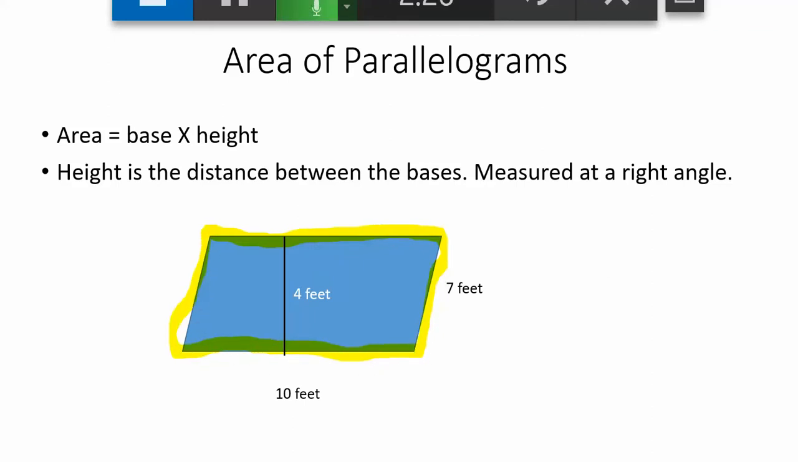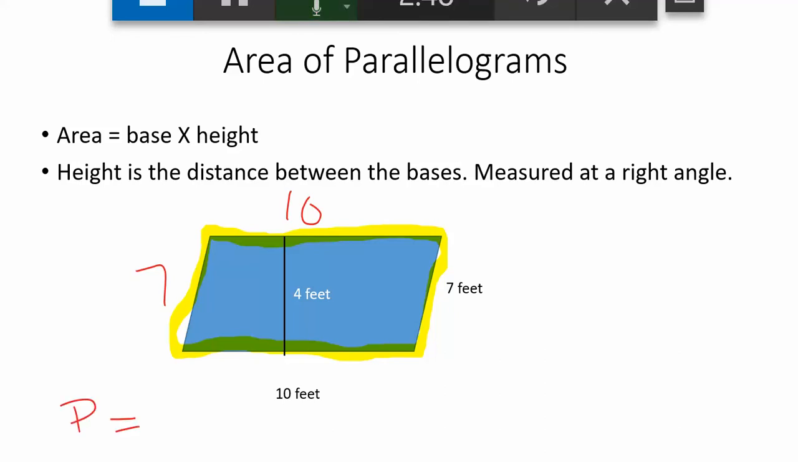In a parallelogram, the top and bottom are the same. So the bottom is 10 feet, means the top is 10 feet. The right side is 7 feet, the left side is 7 feet. Notice that the ones in yellow do not include the 4. So when I'm finding the perimeter of a parallelogram, I do not include the height.